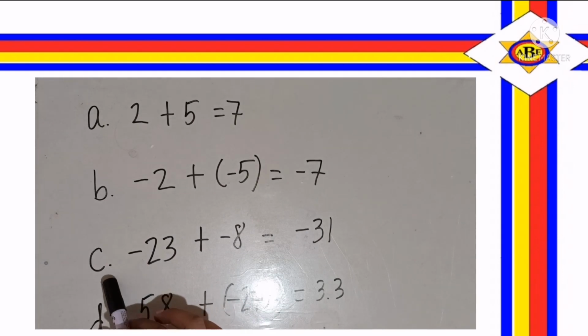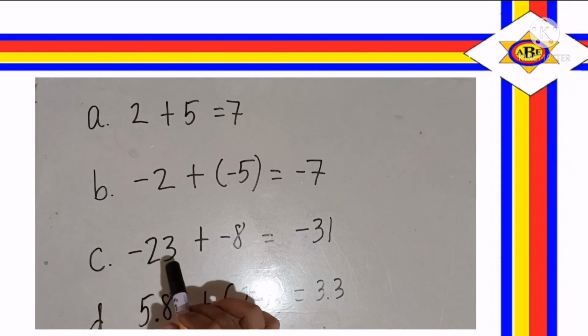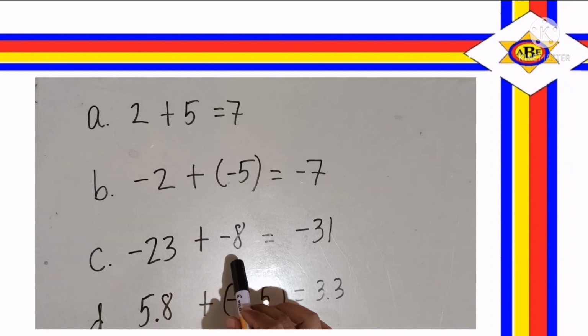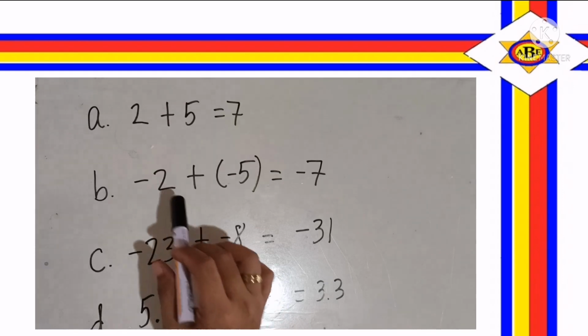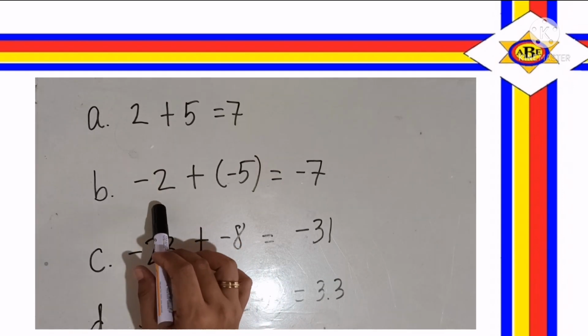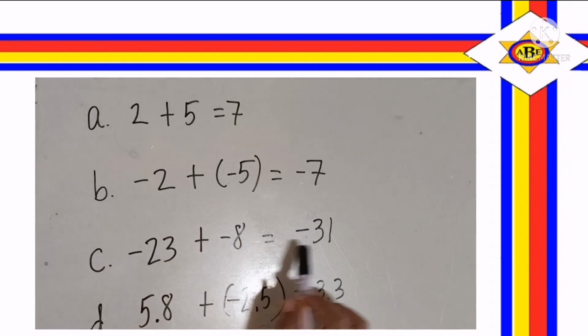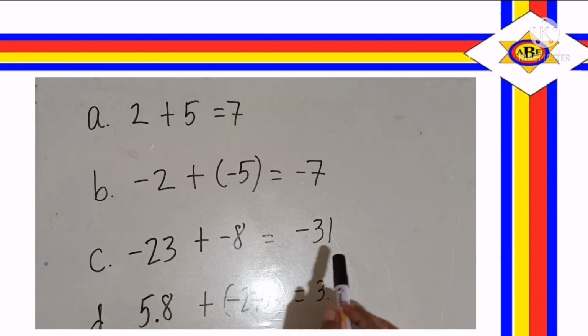On problem C, negative 27 plus negative 23 plus negative 8 is equal to negative 58. The same as problem number 2 or letter B. So we copy the sign, negative, and then the sum.